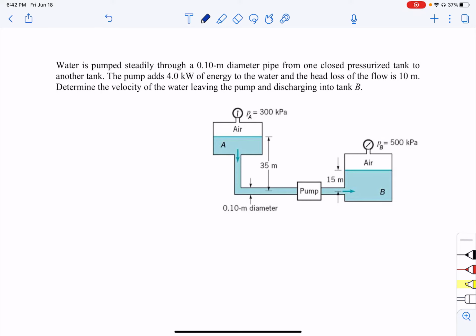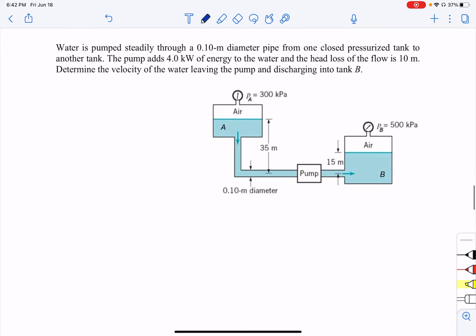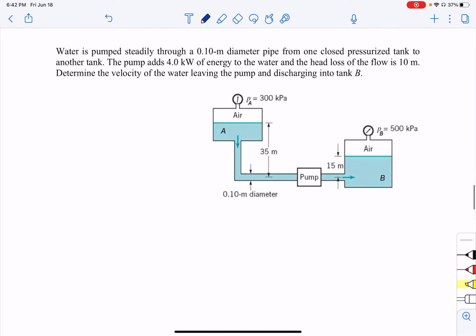So this is another question for chapter 5. In this question, we have water that is pumped steadily. So let's highlight that one. So this is steadily. And then they give us some information about the diameter of the pipe.